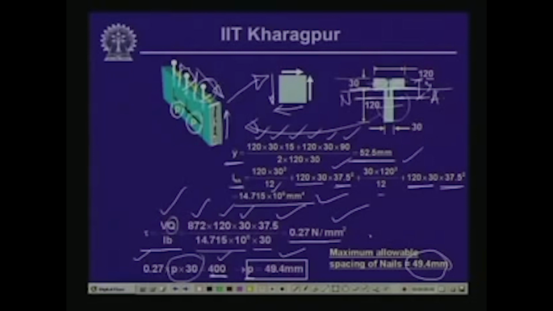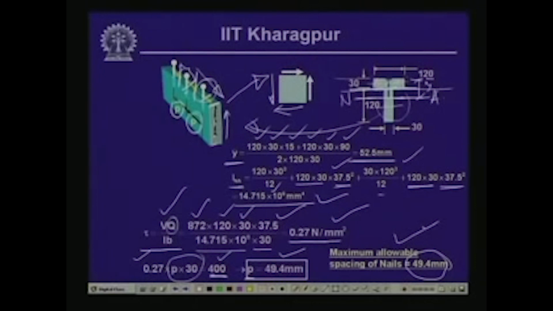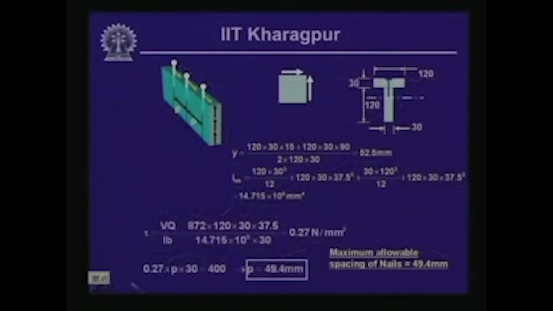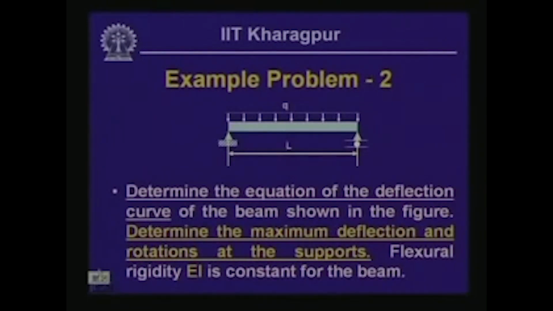We can keep a lower value than 49.4 millimeter, but we cannot exceed it, because that is the maximum value of the spacing of the nails that can be provided so that the shear force in the nail does not exceed 400 Newton. If we go beyond that, the shear capacity of the nail will be exceeded, and as a result the nail will not be able to withstand it and the whole section will fail. So, this is the value of the spacing of the nails to be provided so that the member becomes safe. Well, that was the problem for the shear stress.